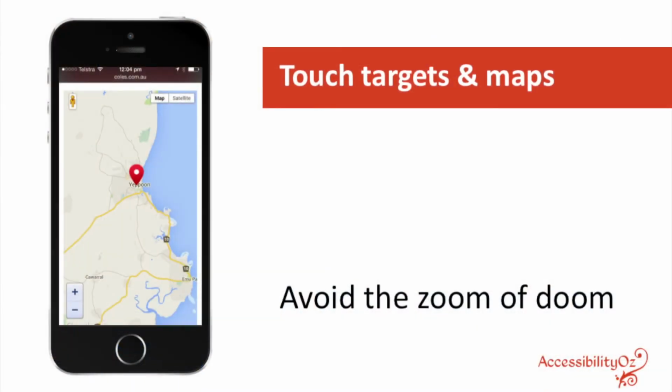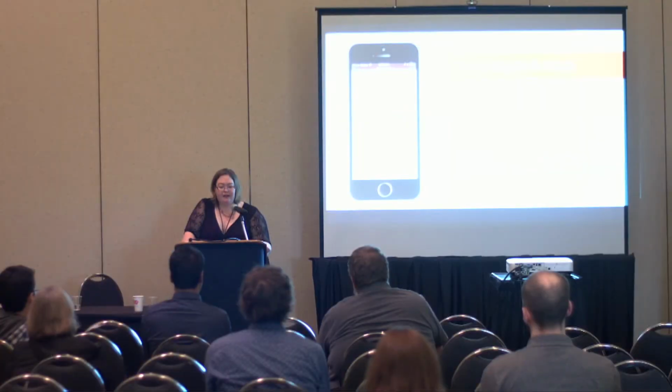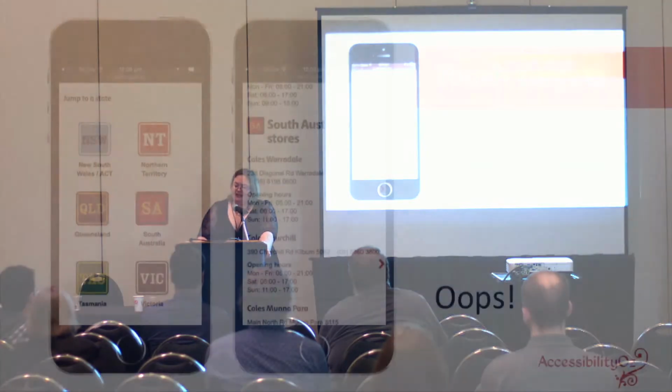This is also from Coles. If you swipe on the map, you move the map. If you actually want to swipe up and down the page, you have to somehow hit that tiny bit of white at the top or on the right-hand side. So I call that the zoom of doom.